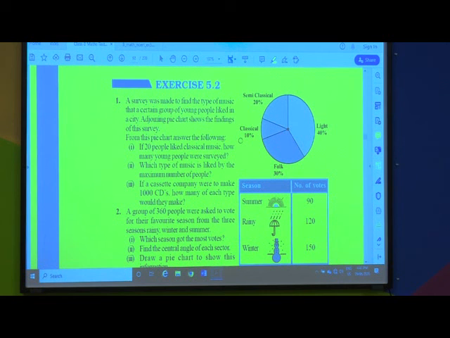What is the survey? A survey is made up of what? Of the type of music a certain group of young people like in a city. It means the survey is about the type of music liked by young people in a particular city. The adjoining pie chart shows the findings of this survey. Let us first see the pie chart and then come to the questions.